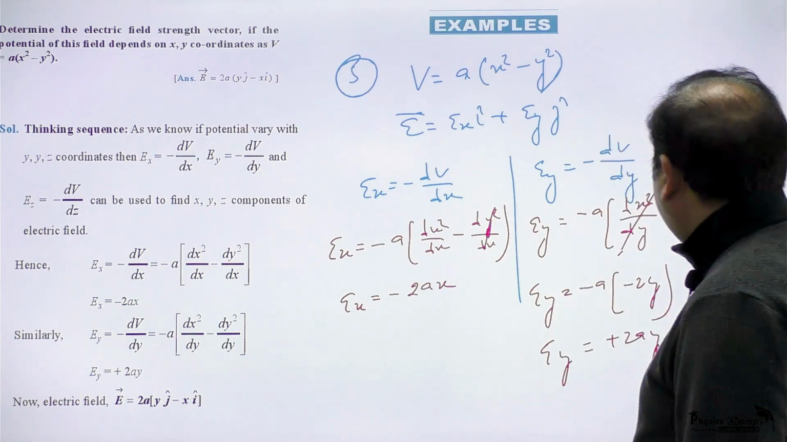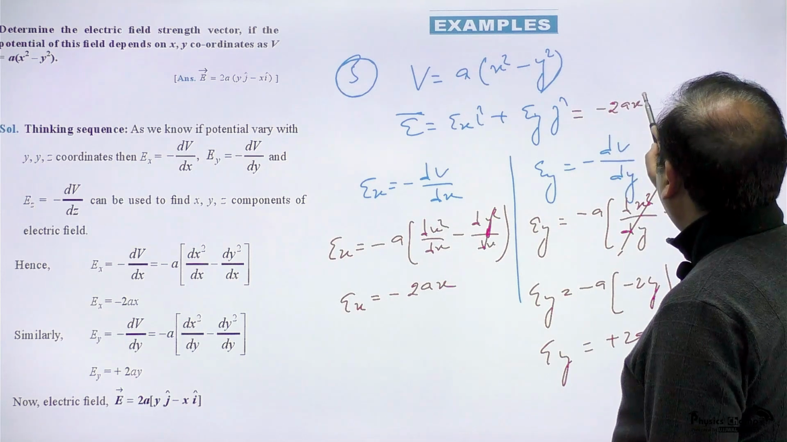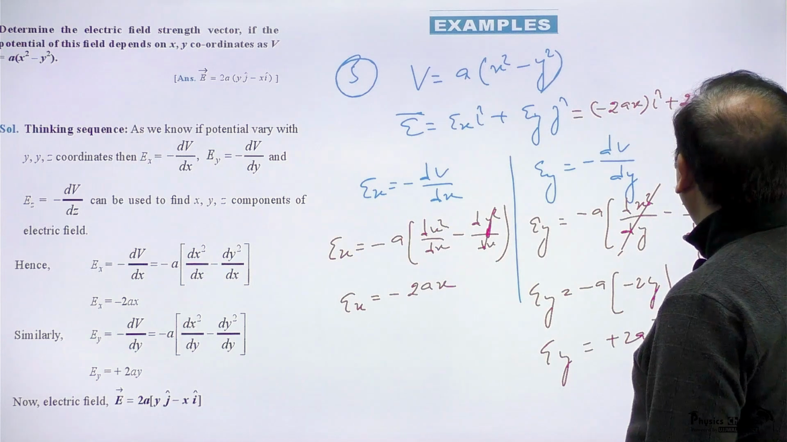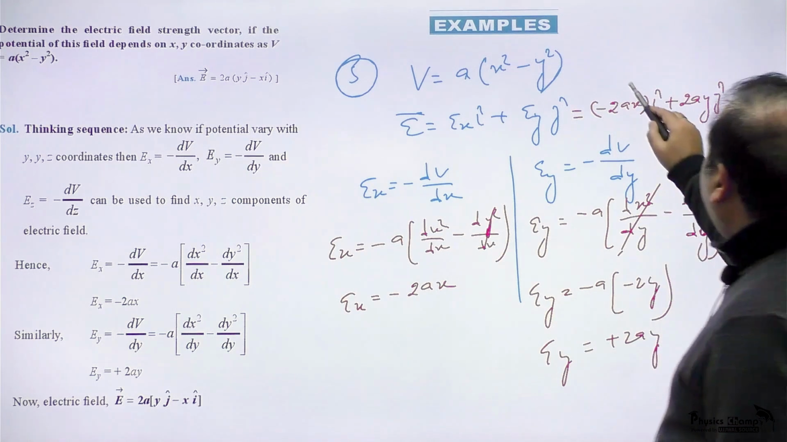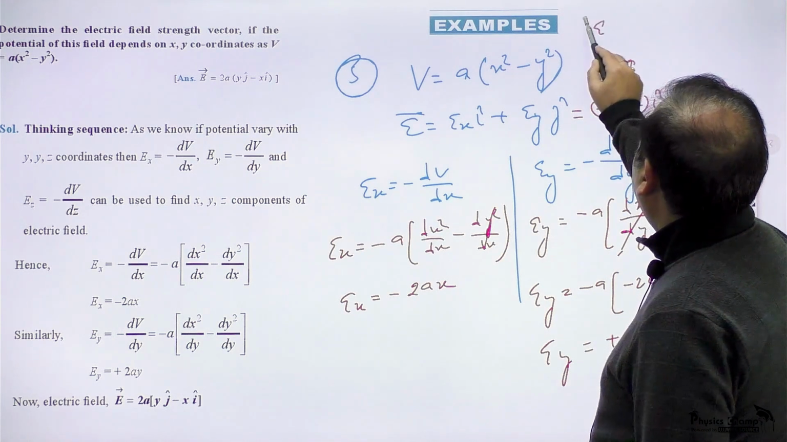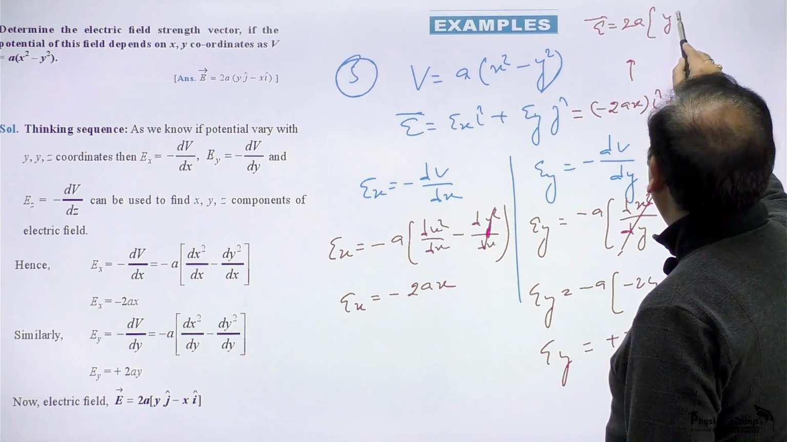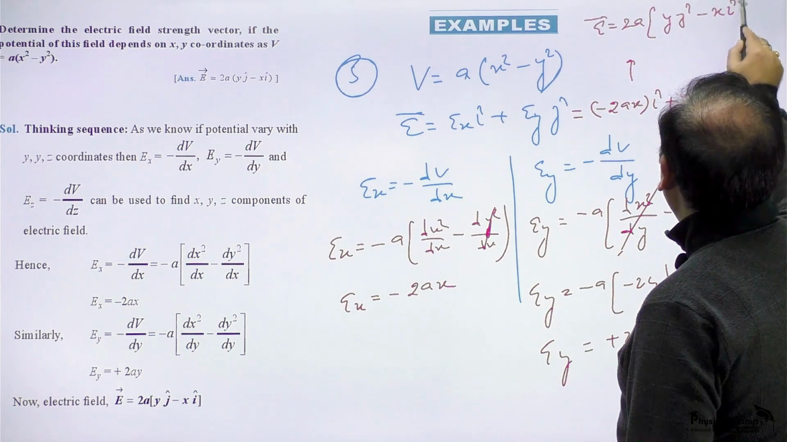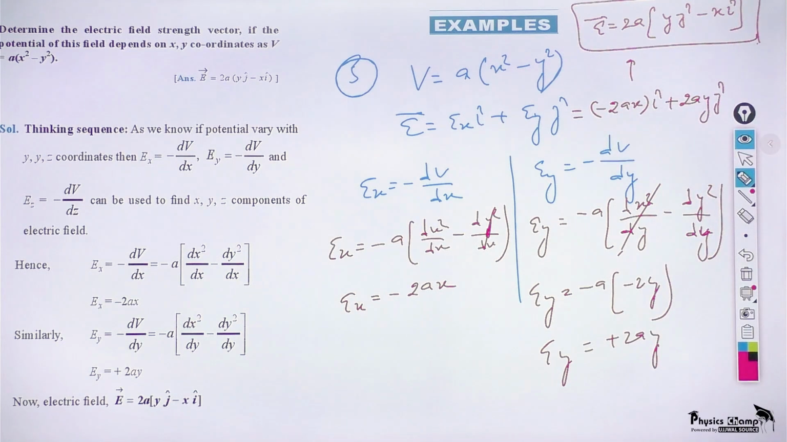Now if I say what is net electric field, so your answer will be minus 2ax i plus 2ay j. This is net electric field, or I can further write electric field as 2a into (y j minus x i). So this is how you have the electric field.